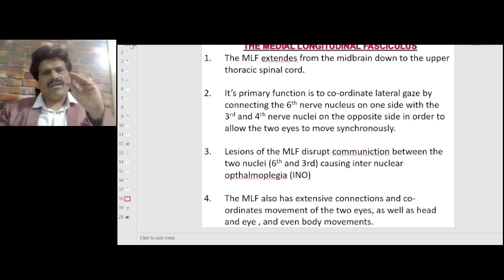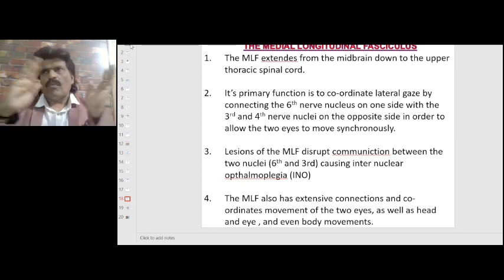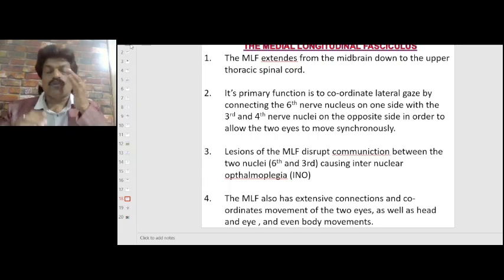As I said, the medial longitudinal fasciculus is responsible for the connection of the 3rd, 4th, 6th with the 8th nerves. If not for the MLF, we cannot move eyes so coordinately and so perfectly. One side lateral rectus is supplied by the 6th nerve, the other side medial rectus is supplied by the 3rd nerve. Thanks to the MLF, we are able to move eyes in different directions, however way we want to move them.